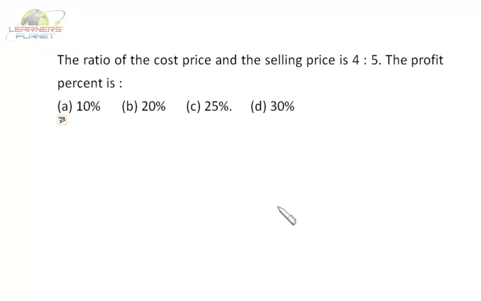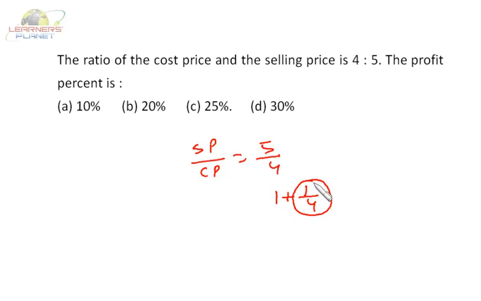Now let's say this question. The ratio of cost price and selling price is 4:5. Then what is the profit percent? As in the previous case, selling price by cost price will be 5/4. Since we are given the ratio of cost price to selling price, it is 4:5, that means the ratio of selling price to cost price will be 5/4. Definitely it is greater than 1, so there will be a profit. And what is the profit? That is 1 plus 1/4. So profit fraction is 1/4, that means 25%.